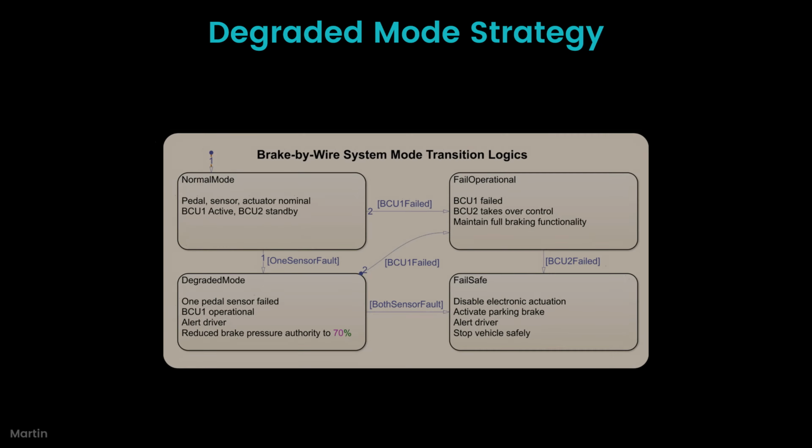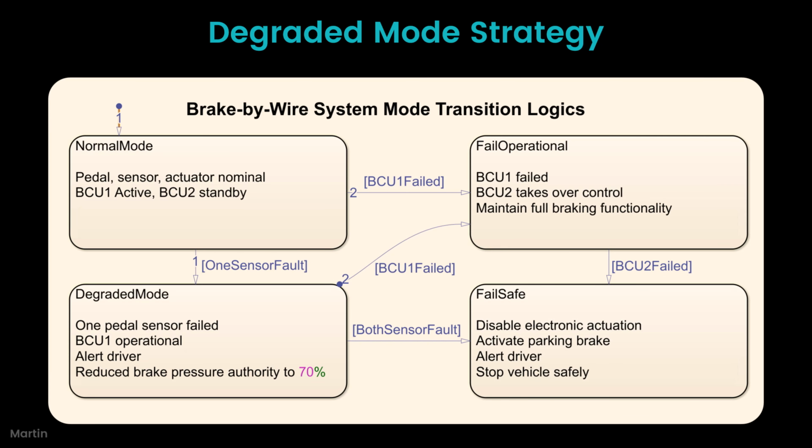Here's a high-level Stateflow implementation that visually represents the system's various operating modes, including normal operation, degraded states, and safe states. It also illustrates the specific conditions, events, and logical checks that trigger transitions between these modes, providing a clear overview of how the system responds to faults, recovers from errors, and ensures safety under different scenarios.